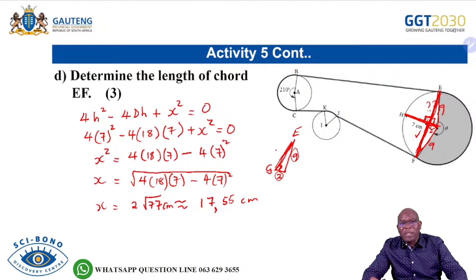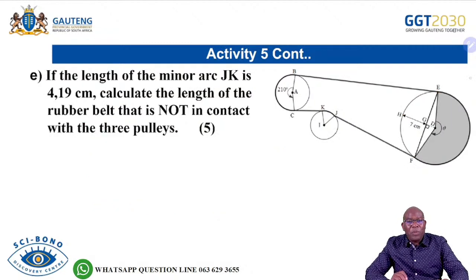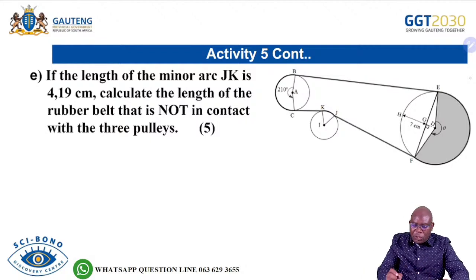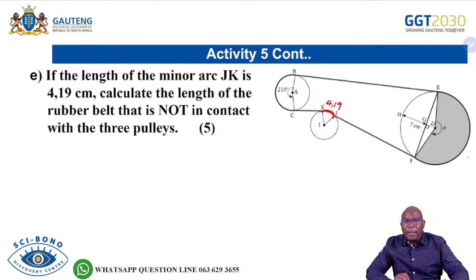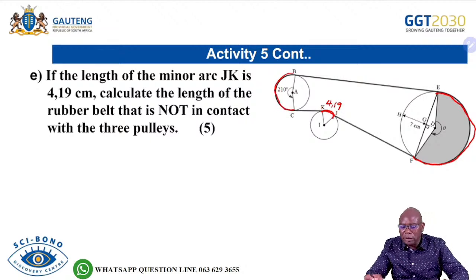very, very good question again here. Now, already I know JK. Now, we are given JK here. It's 4.19. Already I know the EF there. I can get EF from E to F here. I can get that one. Already I know that one.